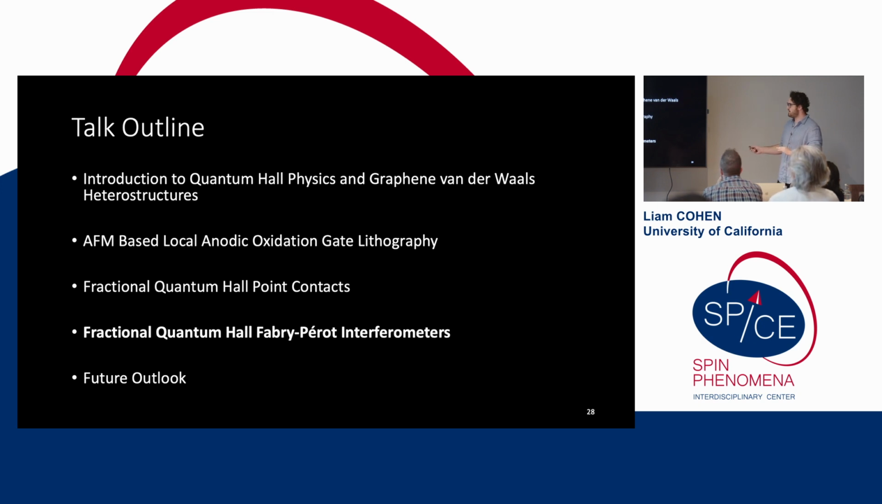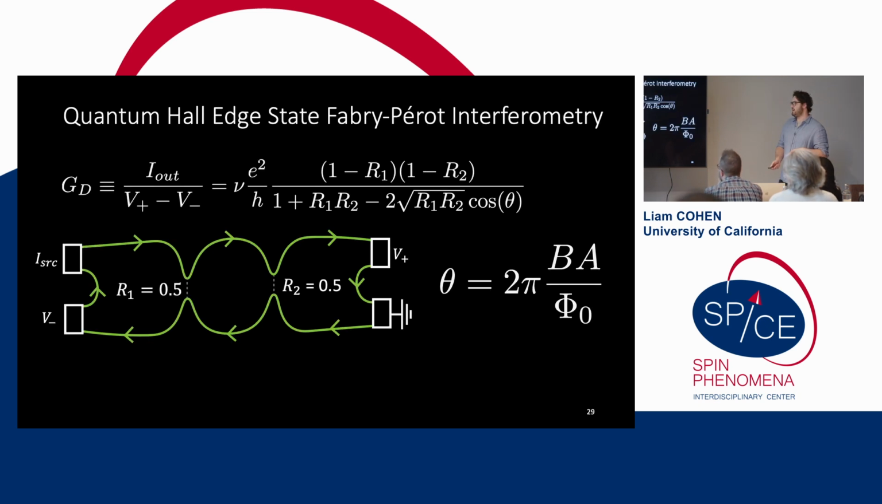So that was one experiment. Now I'm going to talk about another experiment, which is our measurements on Fabry-Perot interferometers. As my PI would say, if you can make 1 quantum point contact, you should be able to make 2. We did that. So what is an edge state Fabry-Perot interferometer?